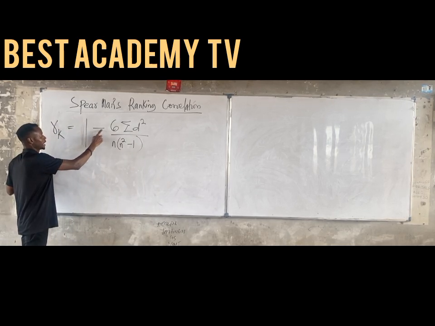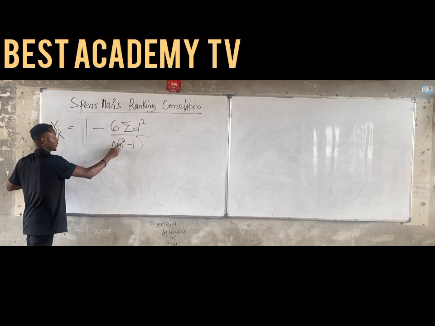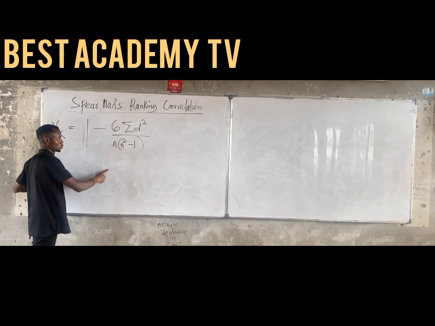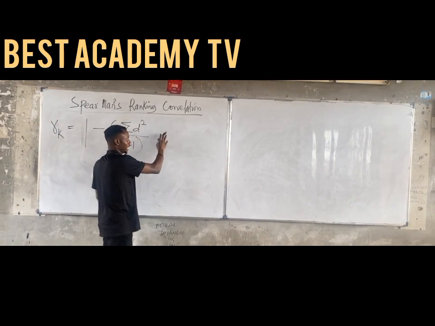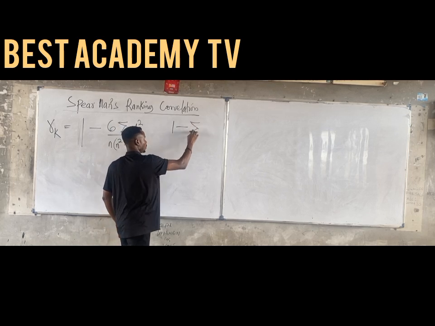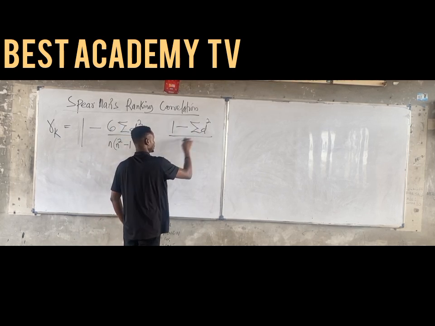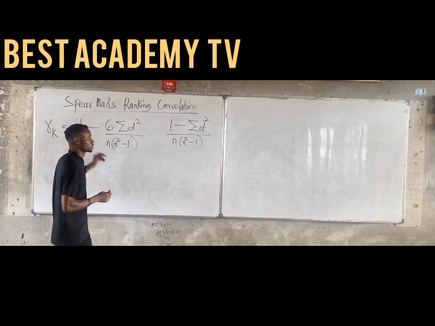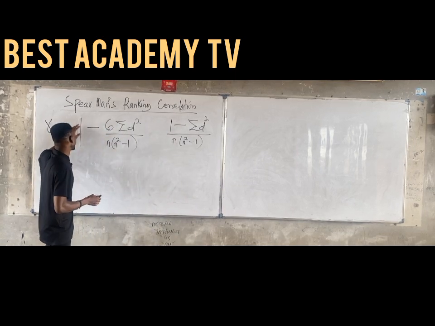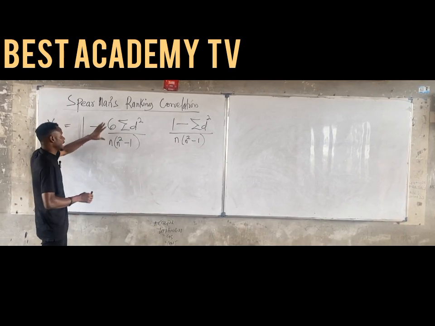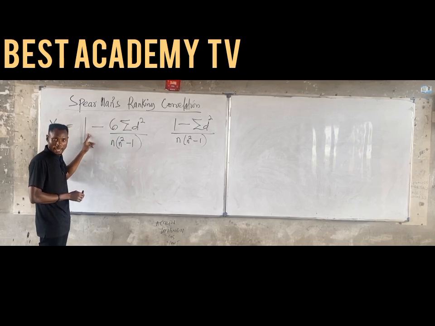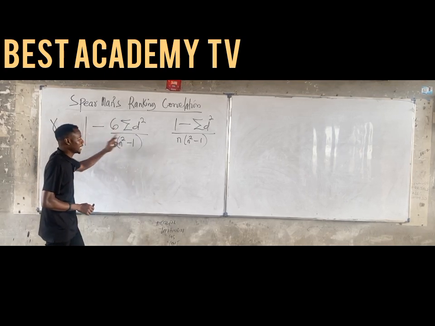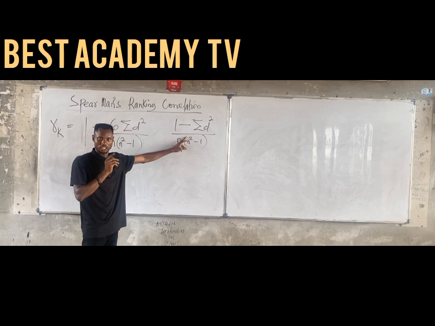Please take note of this formula. This 1 minus 6 sum of d squared over n into n squared minus 1 is not in any way like 6 sum of d squared over n into n squared minus 1. So this and this are not the same. Let me explain: after solving this part, everything here is subtracted from 1. Please take note of that.